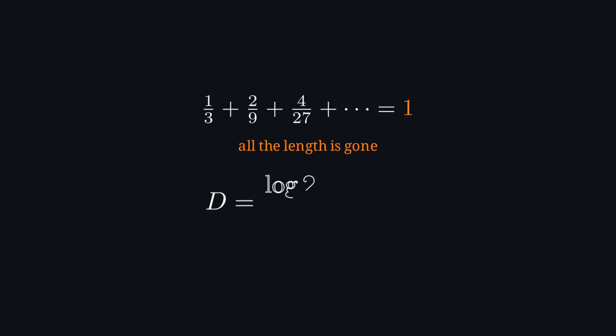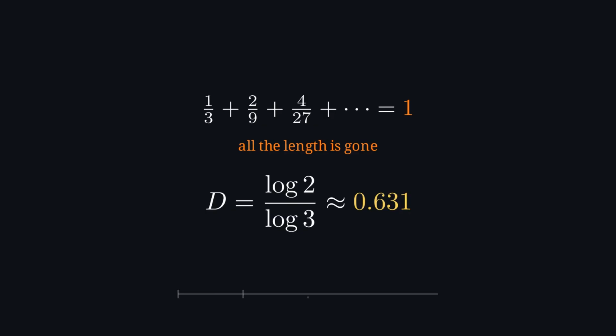And get this. Add up everything you threw away, 1/3 plus 2/9 plus 4/27, and so on, and it sums to exactly 1. The whole length is gone. And yet the set that remains has as many points as the entire line you started with. Its dimension, log 2 over log 3, about 0.63, between a scatter of points and a line.